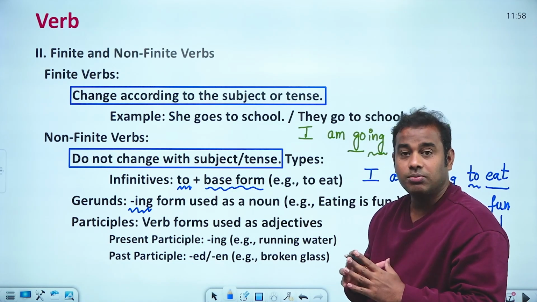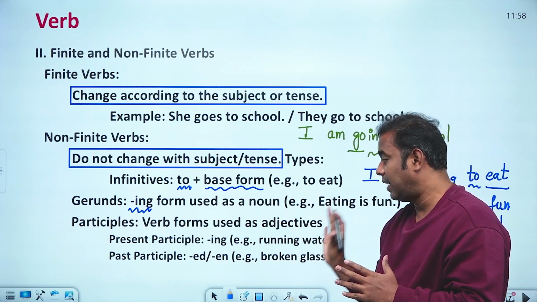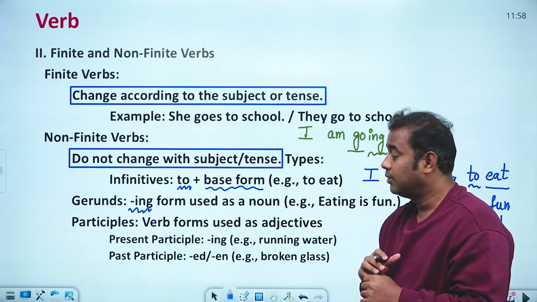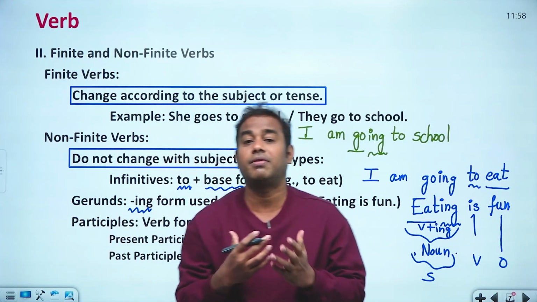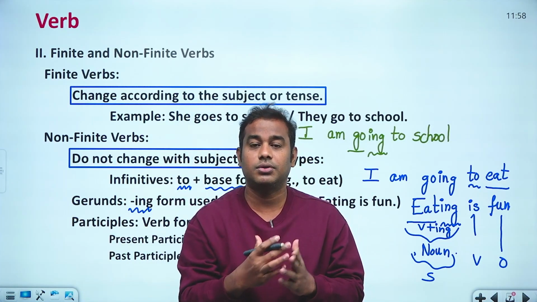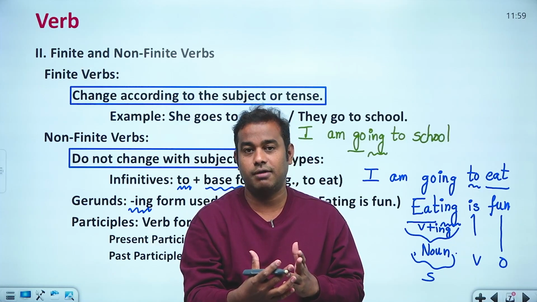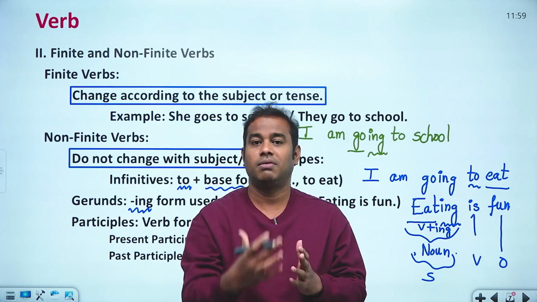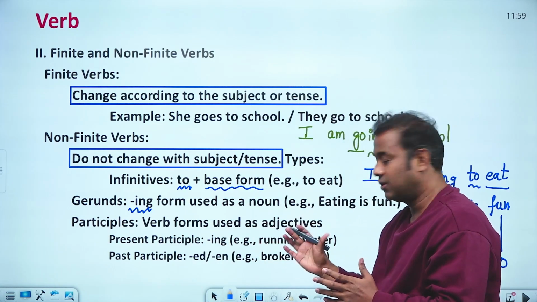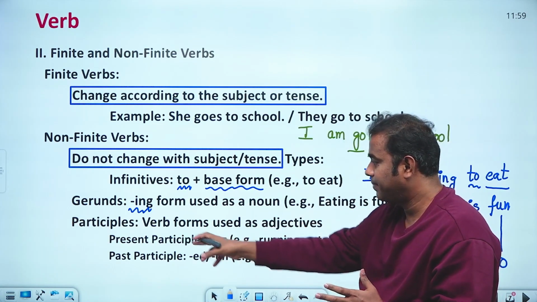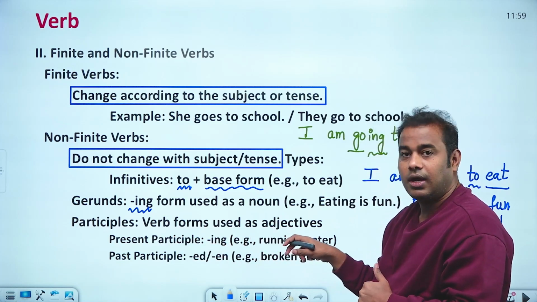So what do you mean by participles? Participles are verb forms which are used as an adjective. Sometimes the verb itself is not enough, one single word is not enough to specify the action. In such cases we use some verb forms to take advantage of that. So look here at the present participle and past participle. Here are some examples.